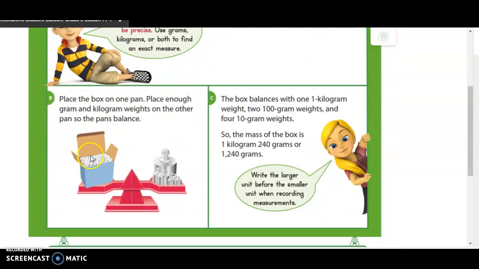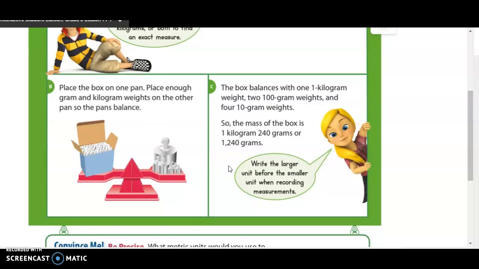And that's kind of what they're showing you here. They placed it on one side, and they placed a bunch of weights on the other side in order to count up all the weights: 1 kilogram weight, 2 100-gram weights, and 4 10-gram weights. They counted up all of those together and found out that the mass of this is 1 kilogram and 240 grams, or you can say that as 1,240 grams, since we know that 1 kilogram is the same as 1,000 grams.